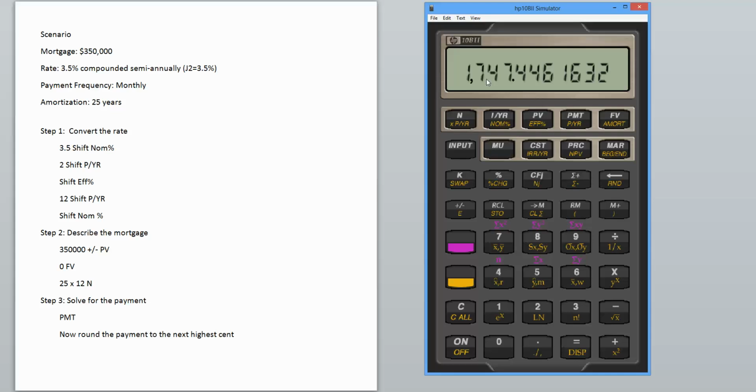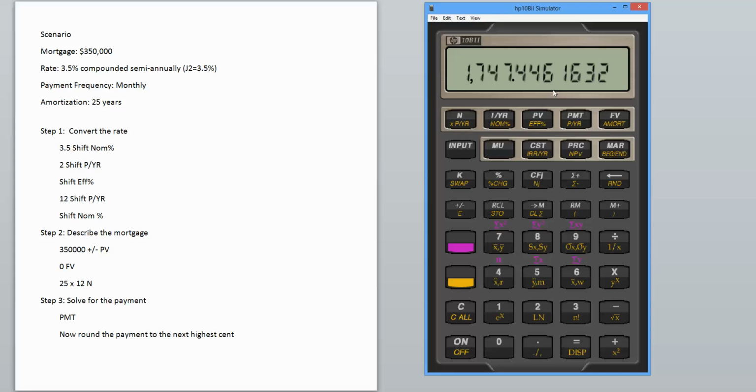In other words, if the answer here was 1,747.4401632, the final answer would still be $1,747.45. Again, the final payment is always rounded up to the next highest cent.